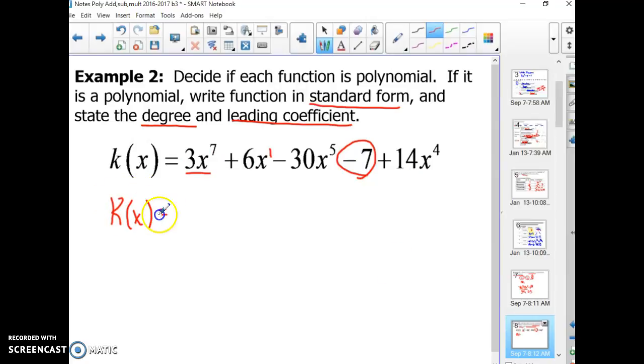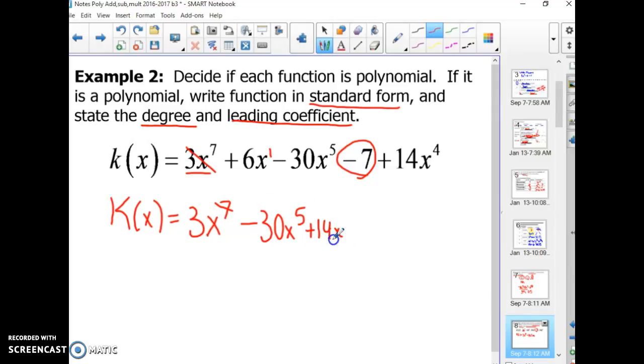Highest term, 14x to the, undo, right? Not right. Highest term is that 3x to the 7th. Bam. And then I have minus 30x to the 5th, add 14x to the 4th, add a 6x, minus a 7. Stating the degree: the largest power is 7, and that leading coefficient is 3.